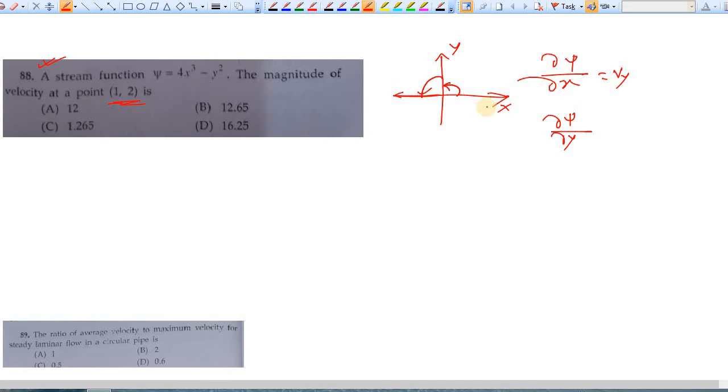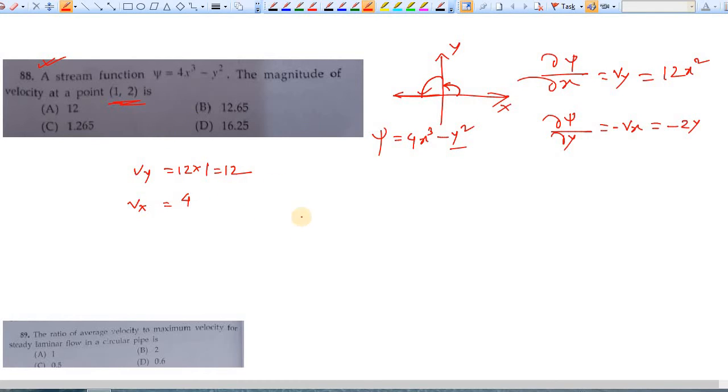So this represents your velocity in x direction but in negative direction, so this is minus ψx. Okay, so ψ, your stream function, is given as 4x cube minus y square. So ψy is coming as 12x square, and ψx is coming as minus 2y. That means Vy at this coordinate is 12 into 1, that is 12, and Vx is coming as minus 2y. Sorry, this is 2y and this is 4.